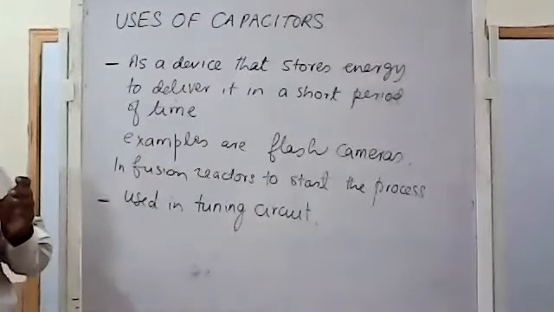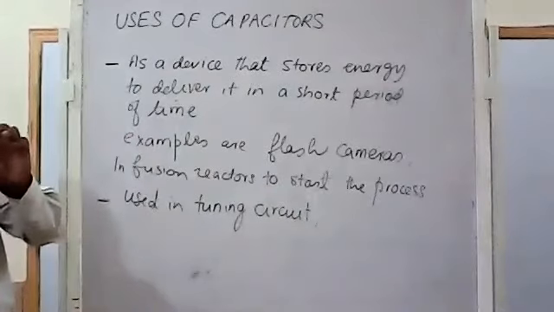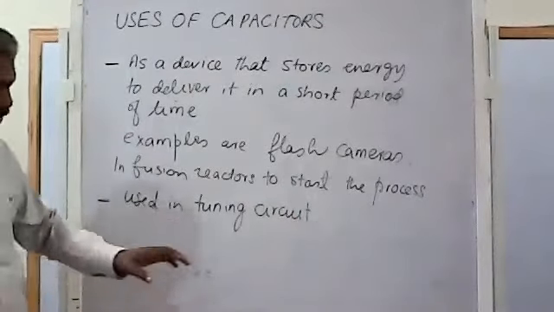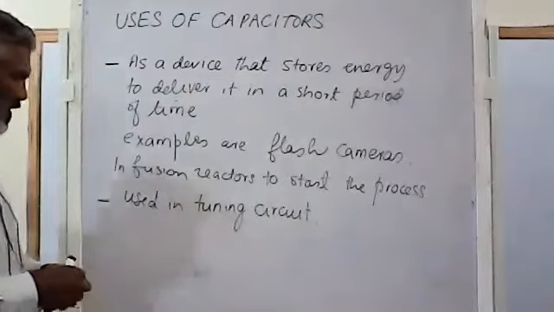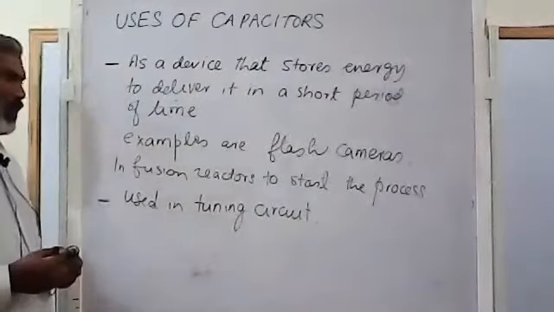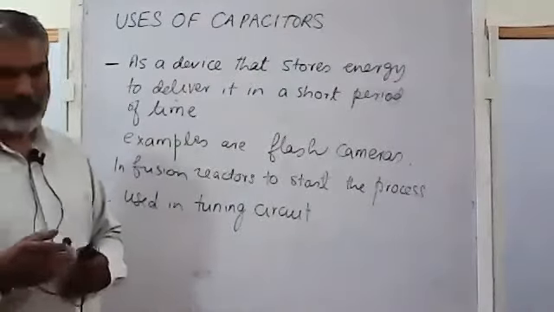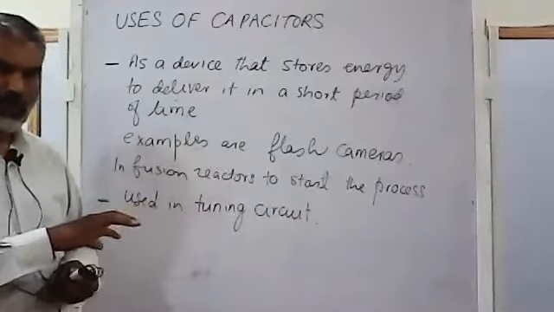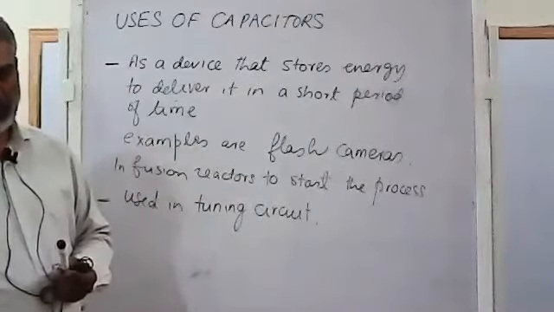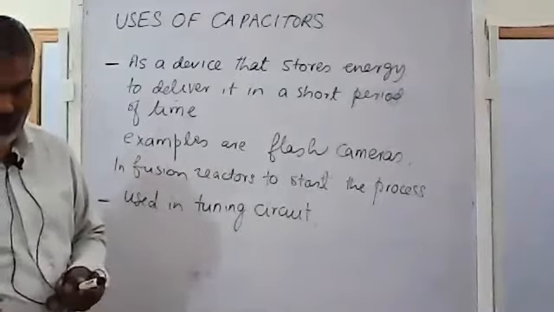In old style TVs and radios, there used to be a knob that was rotated to change the capacitance of the capacitor. At a certain value of the capacitance, the tuning circuit tunes the radio to a particular frequency. That simply means it catches a certain channel.